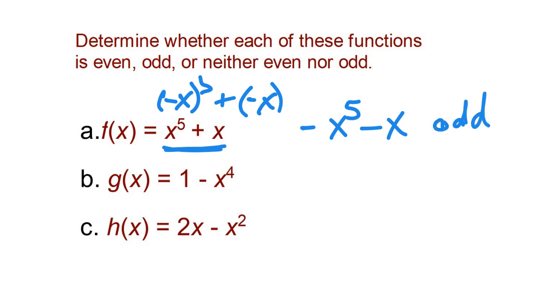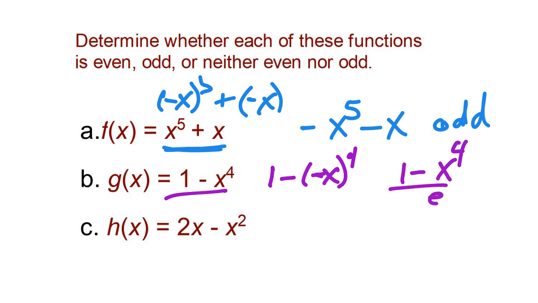Let's try the second one. 1 minus a negative x to the 4th, that gives me a 1 minus a negative to the 4th, that's still positive, so this is x to the 4th. It matches exactly, so this is even.